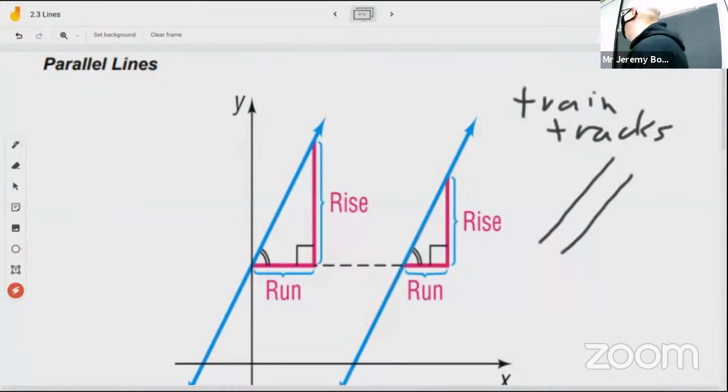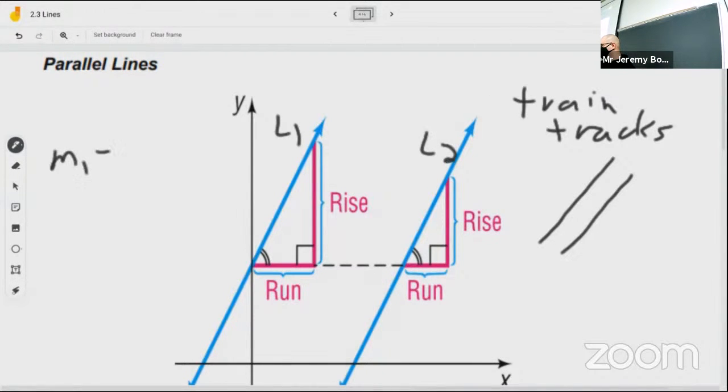But what really makes lines parallel mathematically? Does anybody know? Yes, they have the same slope. So if this is line 1 and this is line 2, the slope of line 1 is going to equal the slope of line 2. And there's one other thing that has to be true for them to be parallel lines. Does anybody know what it is? The slope has to be exactly the same, so it has the same sign and the same magnitude, the same value.